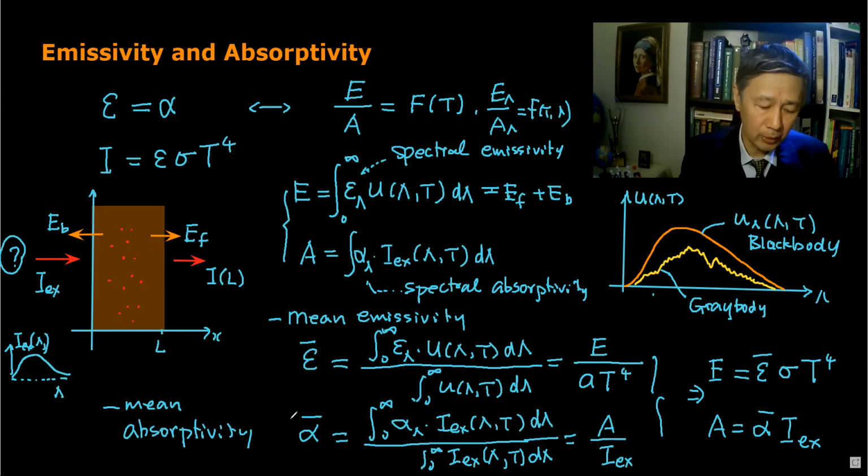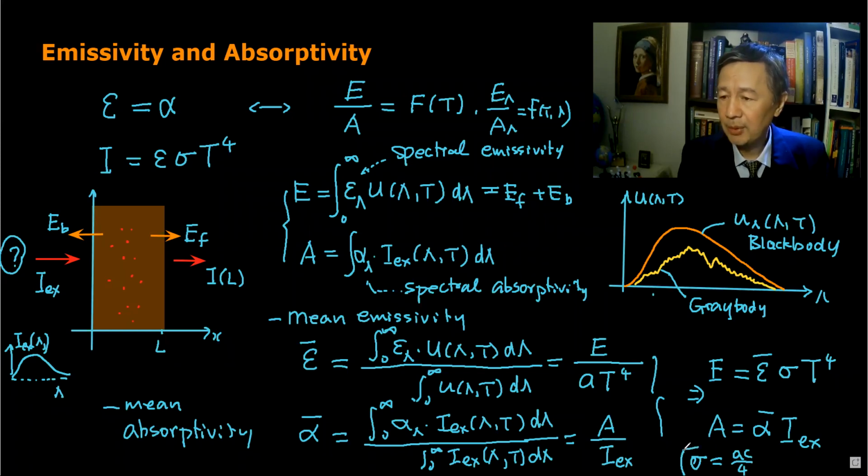So there's a simple relation that we can use. What is the simple relation? Bear in mind that sigma is equal to A multiplied by C divided by 4. Use this simple relation. You can multiply the factor on both sides, multiply the factor here and divide by the same factor there. So we can get this information.